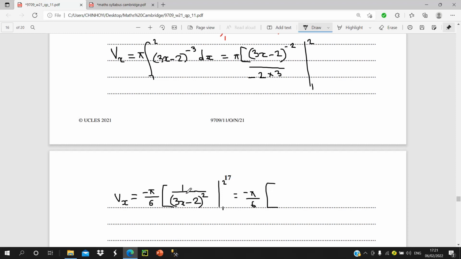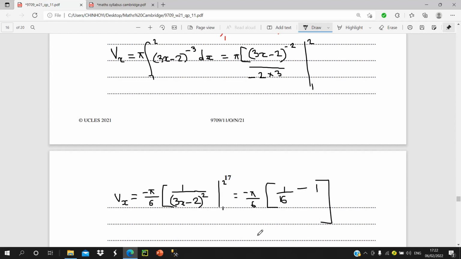let's substitute 2. 3 times 2 is 6, minus 2 it's 4, then 4 squared we're going to get 16 here, so we have 1 over 16 if we substitute 2. Then minus, let's put 1. 3 times 1 is 3, minus 2 it's 1, then squared, so it's minus 1.